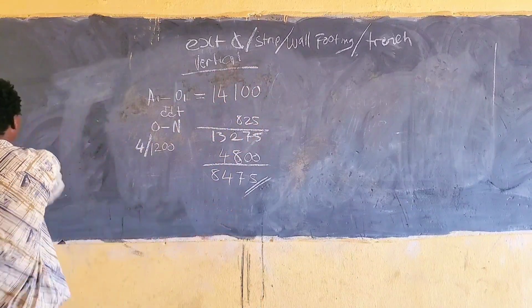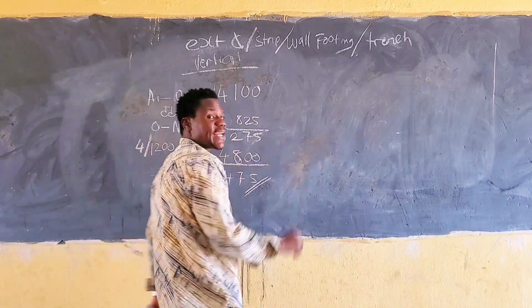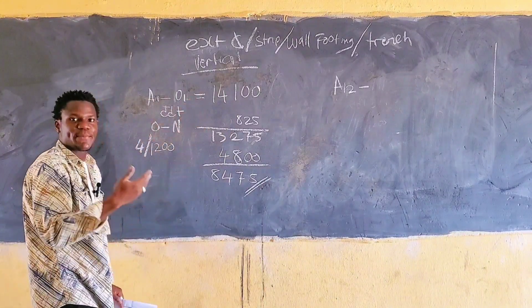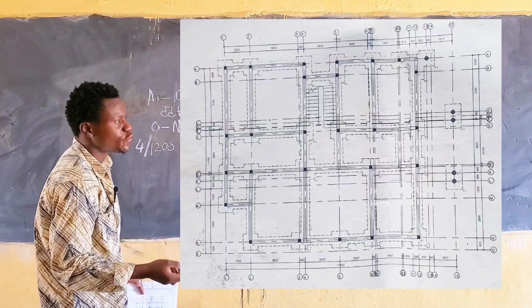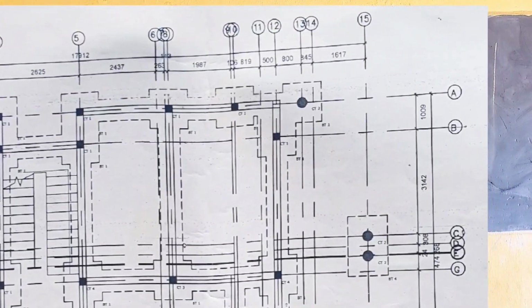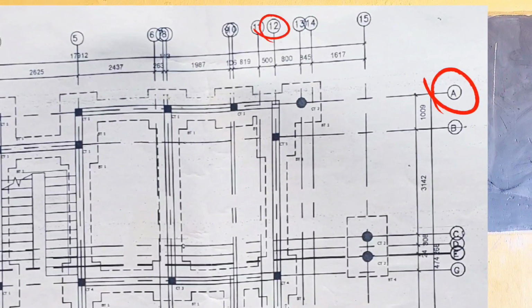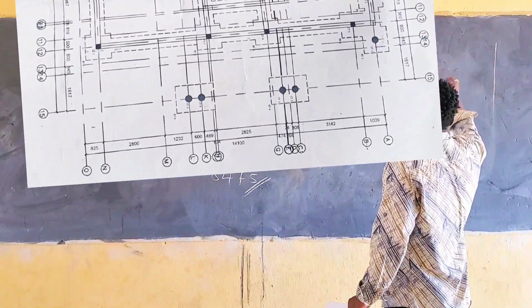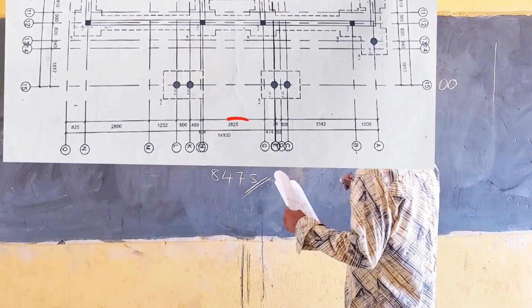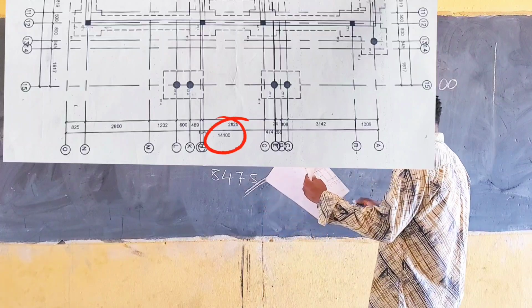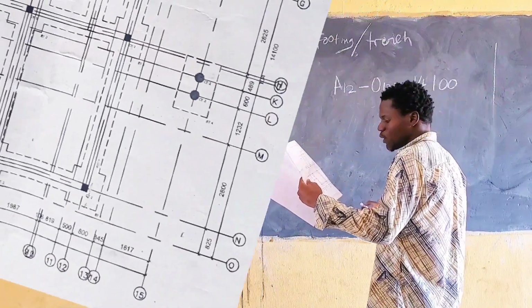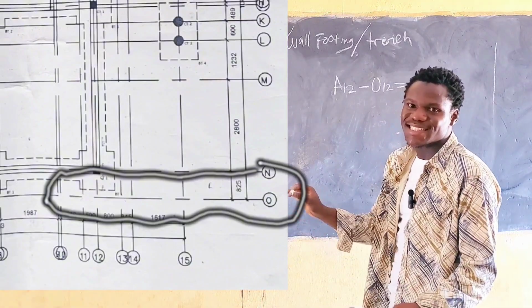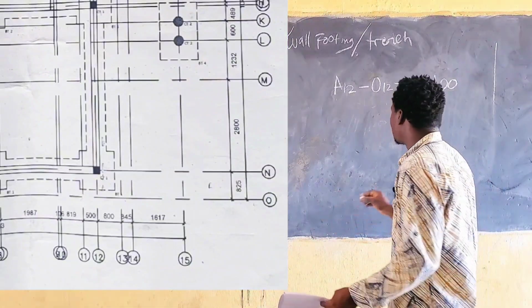It's just like we've gotten for this side, so it's time to get for this side. Following the same principle, the other side is labeled A12 to O12. So we just look at the dimension of A12 to O12. It's still the same as this one, close to 14,100. We will deduct O12 to N12, because there isn't any strip there. It will be an over measurement.